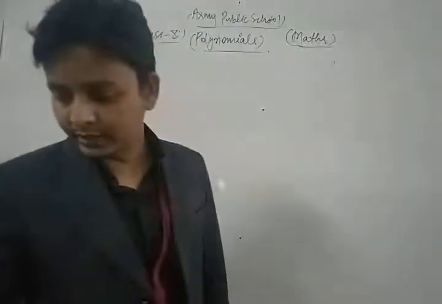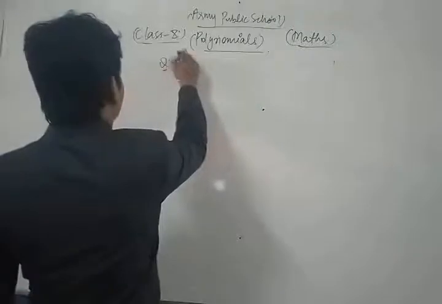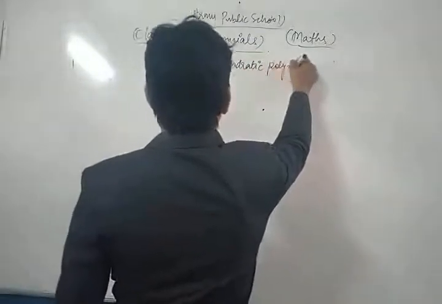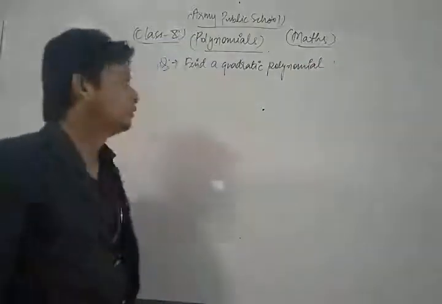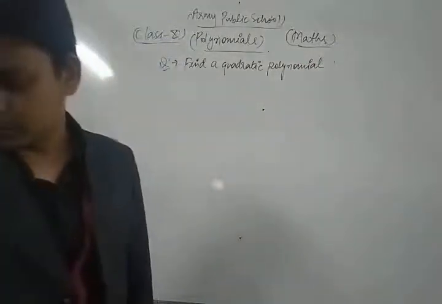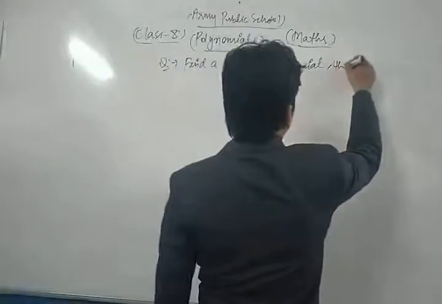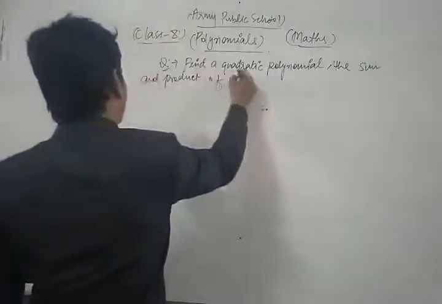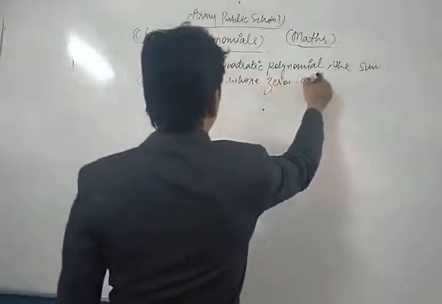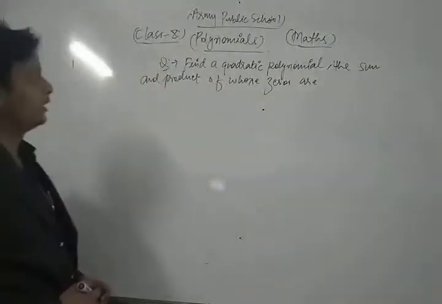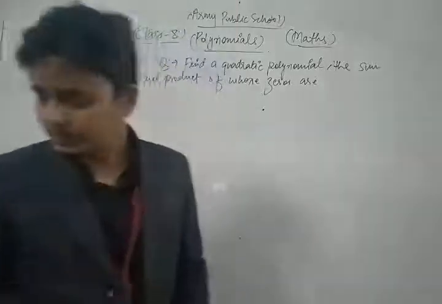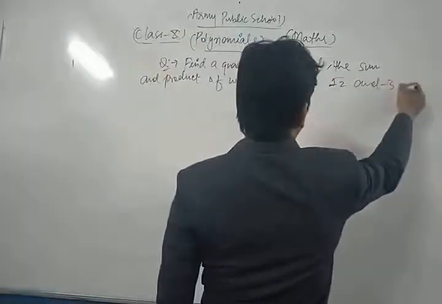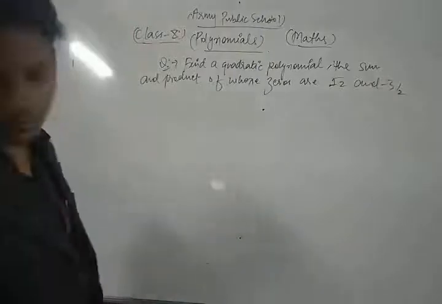The question is: find a quadratic polynomial, the sum and product of whose zeros are what? Root 2 and minus 3 by 2, respectively.